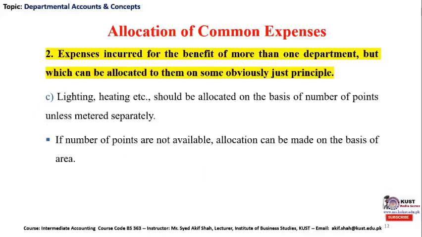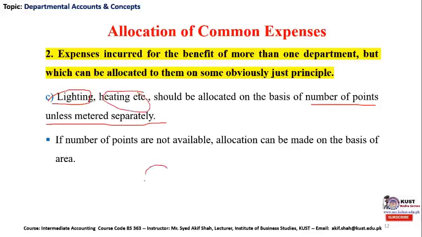Condition C states how to allocate lighting and heating expense: it should be allocated on the basis of the number of points unless metered separately. If the electricity meters are separate for Department A, B and C, then we can straight away take the electricity consumption, and the specific expense related to electricity can be allocated accordingly. However, if there is no separate meter and a general meter has been installed for the company, then the electricity expense may be divided on the basis of lighting points or heating points in each department.